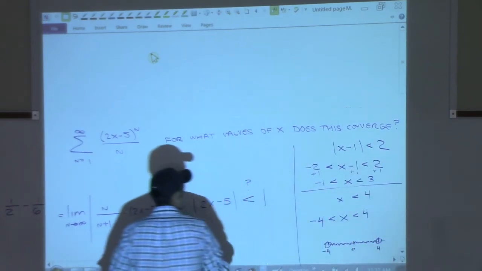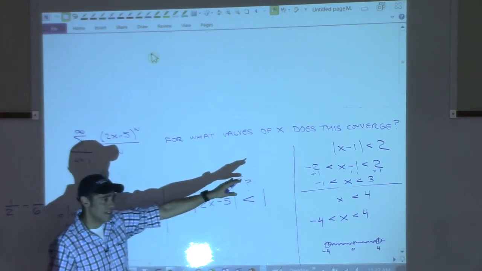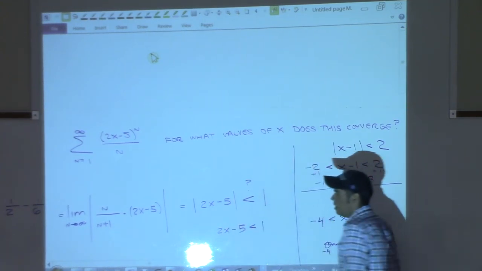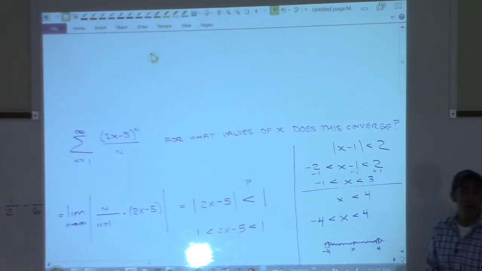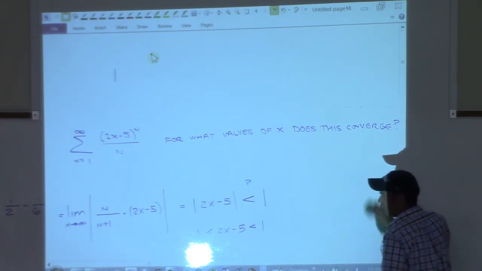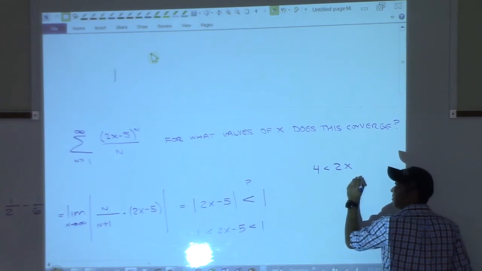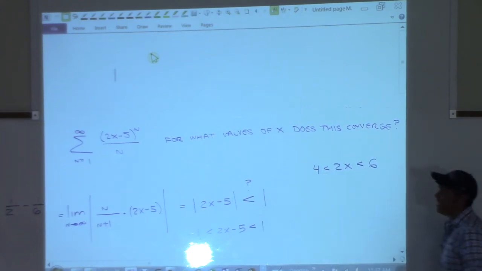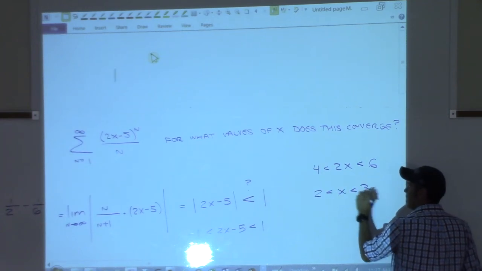So if I want to know what my restriction on x is, what I'm going to need to do is that step right there. So first thing is I'm going to drop the absolute value. And then what am I going to put on the other side? -1, less than that. And then let's solve now for x. Okay, so add 5 everywhere. When we add 5, what do we get? 4 less than 2x less than 6, right? That's adding 5 here, adding 5 here, adding 5 here. And last step, divide by 2. So 2 less than x less than 3.